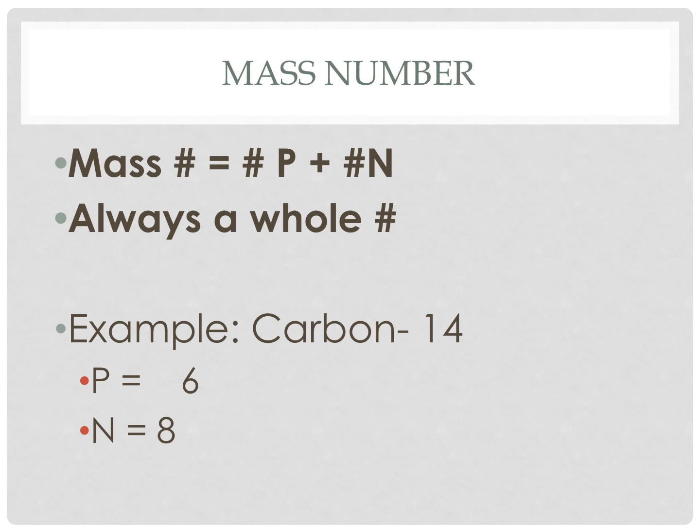All right, what do you notice about the masses on the periodic table? Most of them, what do they all have? They're all numbers. Good. They're not whole numbers, right? They all have a decimal. So the way the periodic table works, this decimal, whichever whole number it rounds up or down to, is the most abundant isotope. Okay.